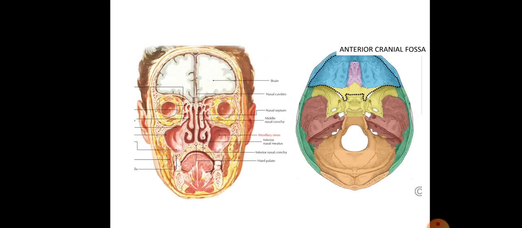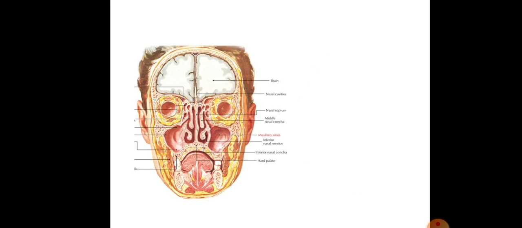What are the relations? The roof is related to the anterior cranial fossa. You can see the blue colored area. The roof is formed by the orbital plate of the frontal bone, which separates the orbital cavity from the contents of the anterior cranial fossa. The frontal lobe is lodged in the anterior cranial fossa, so it is related to the roof of the orbital cavity. Then you can see the frontal sinus located supromedial to the orbital cavity on either side.